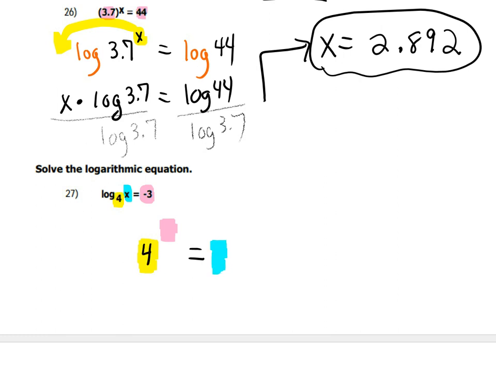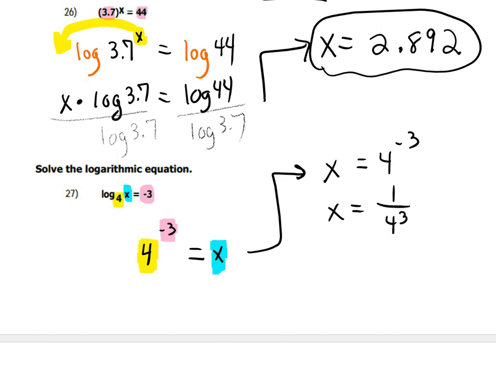So I'm going to have a 4 to the negative third equal to the x. And that's already solved for x. I'm going to put x on the left this time. So 4 to the negative third equals x is the same as x equals 4 to the negative third. And then that's a negative exponent, so I'm going to drop it to the bottom, making it positive. And then 1 over 4 times 4 times 4 is 64. That is a horrible 6. There you go.